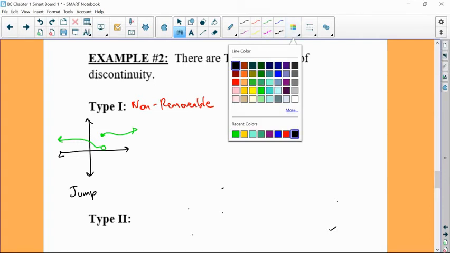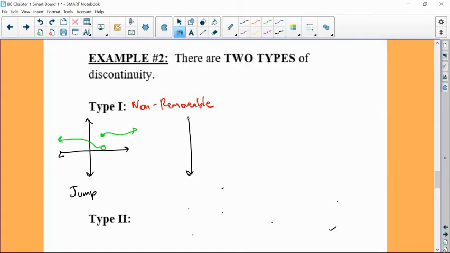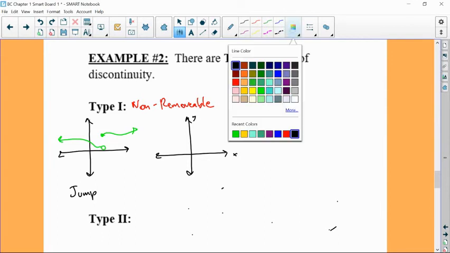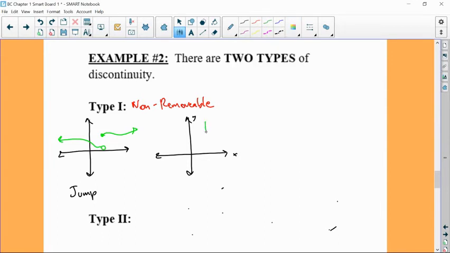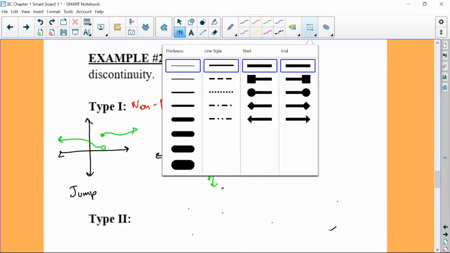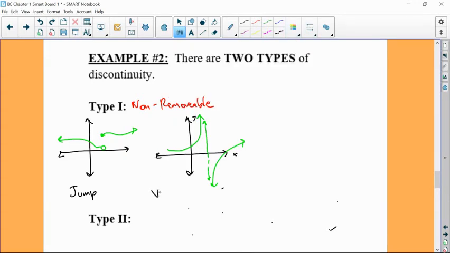Okay. Another kind of discontinuity is a vertical asymptote, which you could argue is a jump in a way, right? You have to jump across the asymptote to get to that function. So if you have a vertical asymptote, let's say right there, and you have your function, maybe it goes up, and then maybe it comes from here, right? It's all over the place there. Vertical asymptote. Okay, that's another type of discontinuity.